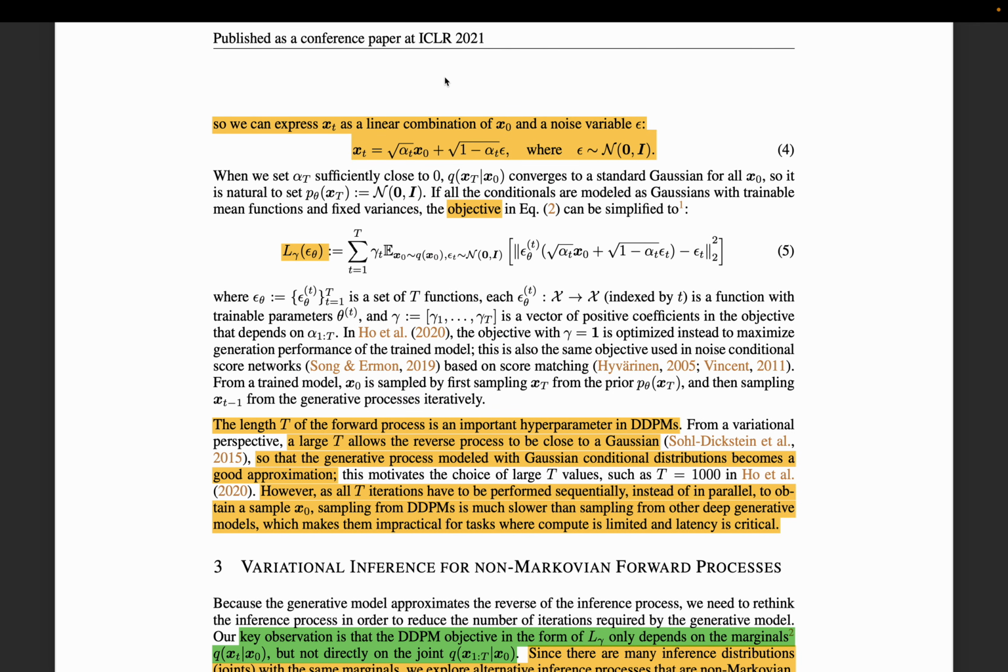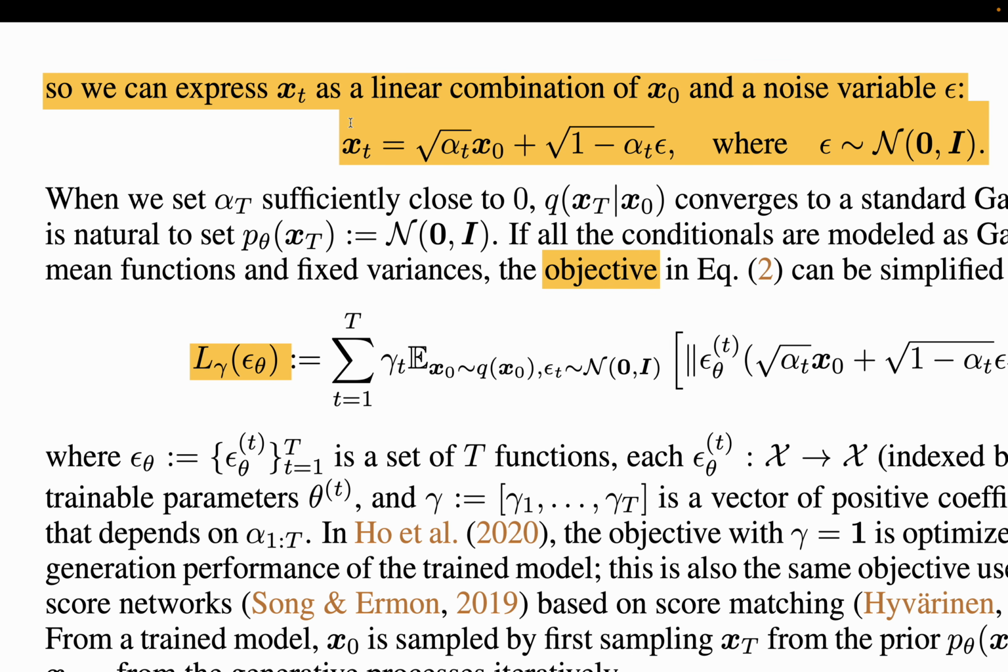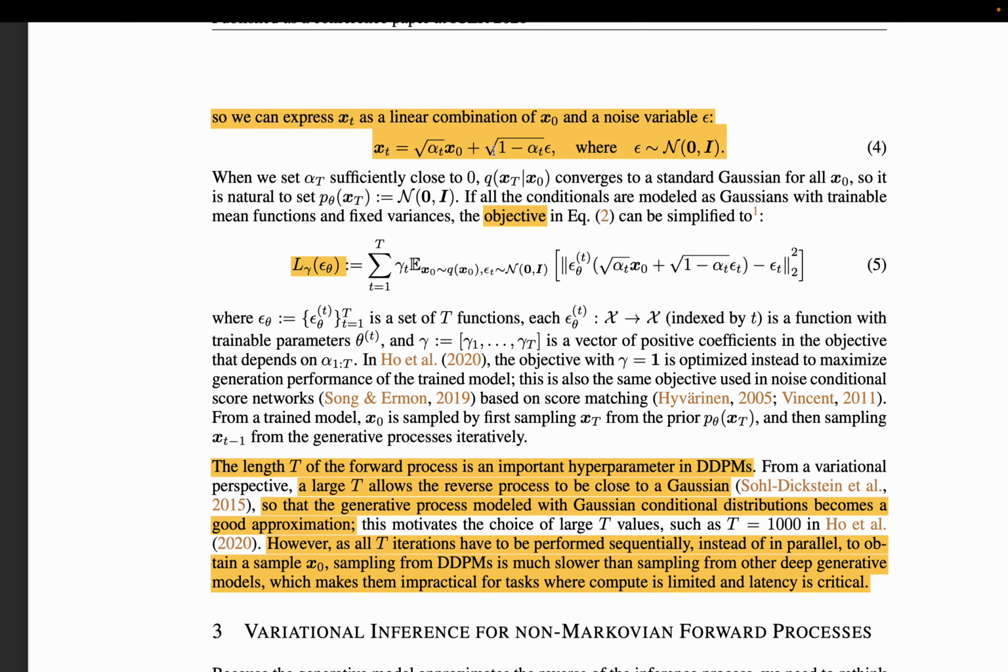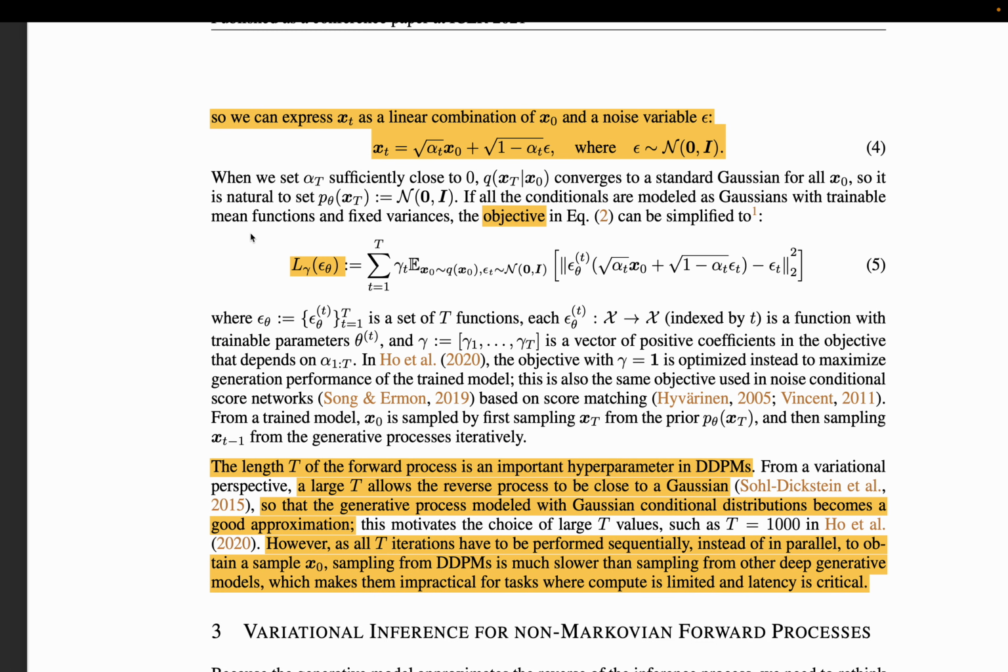And that will be important later. Okay, so because of that, using the reparameterization trick, we can directly sample xt from x0. This is discussed in the DDPM paper, but basically that's a training objective.